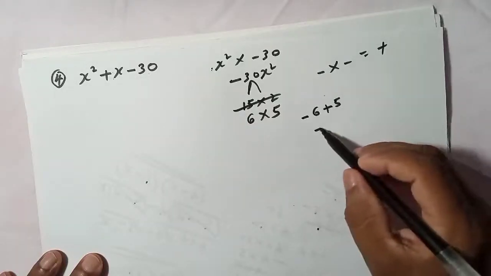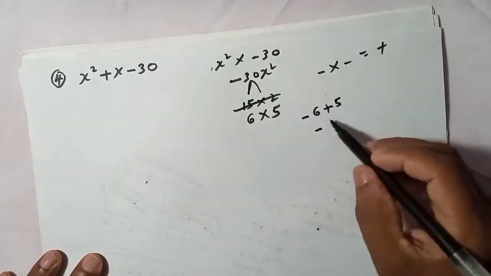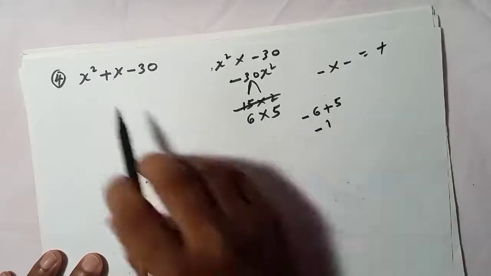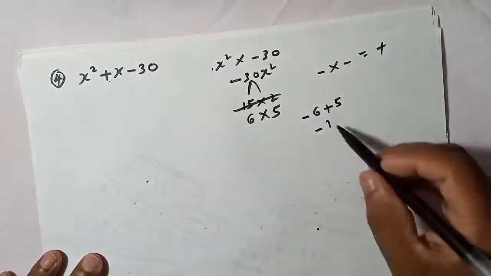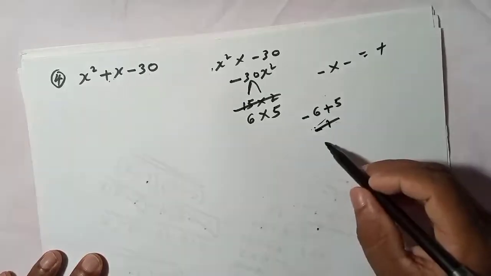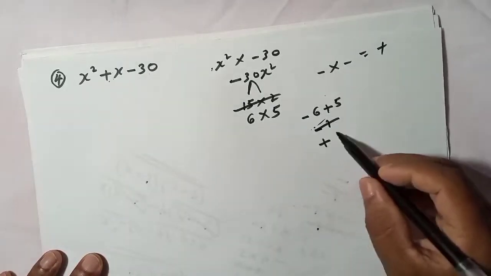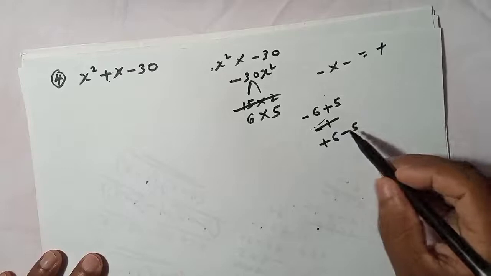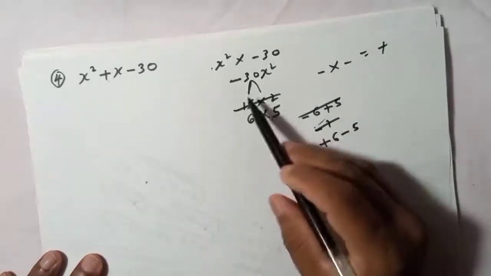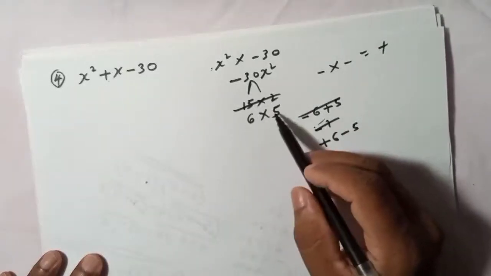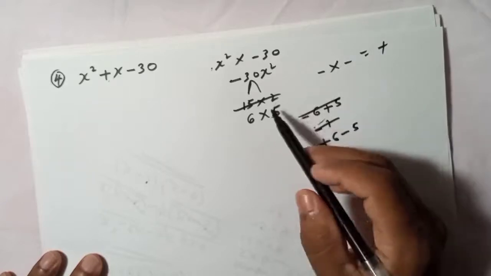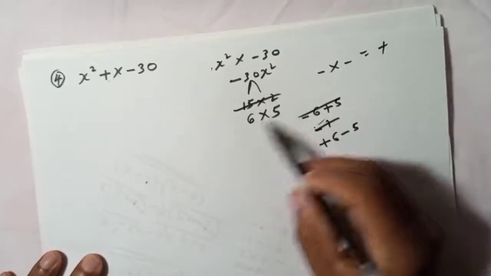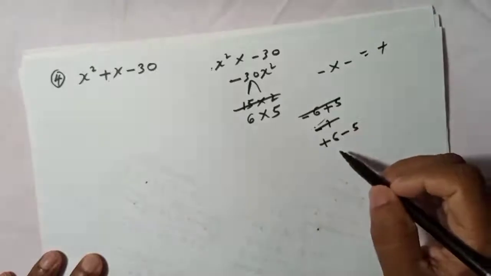Here we put the bigger one's sign and get the difference. 6, 5, the difference is 1, so minus 1. Here we have plus 1, so that's why it will not work. So you have to definitely put plus 6 and minus 5. This is the way. If I put plus plus, you can't get minus 30. If you put minus minus, you can't get it like that.